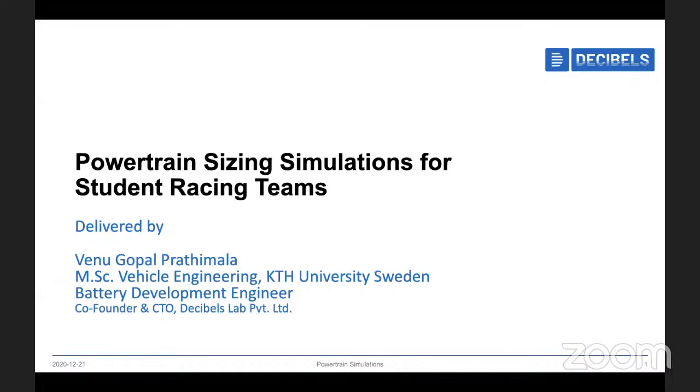So today's session is on Powertrain Sizing Simulations for Student Racing Teams by Venugopal of Decibel Labs. In this session, Venugopal will address the approach and detailed studies needed to finalize and optimize component sizing for various loads, driver behaviors, weight targets, pack sizing optimizations, and more.